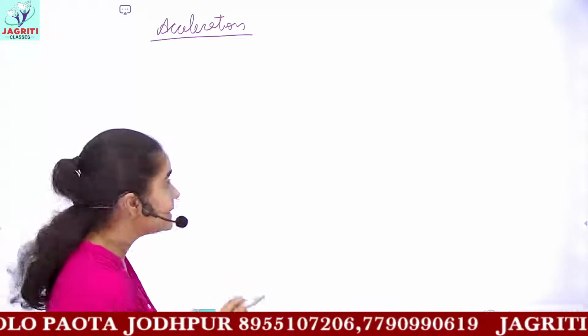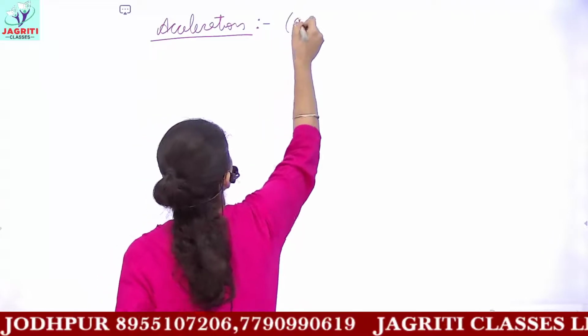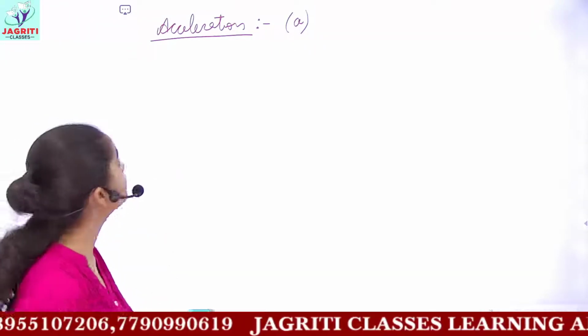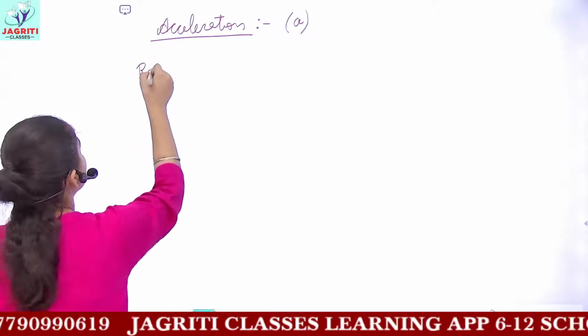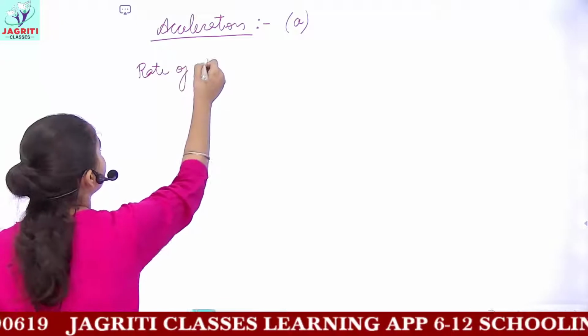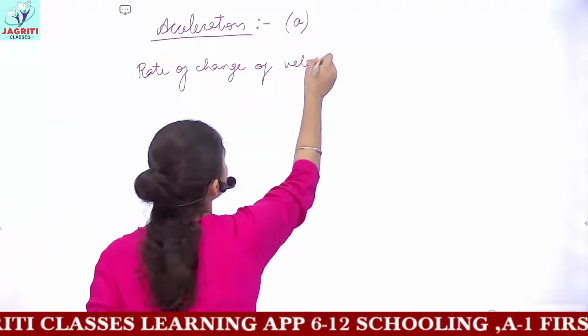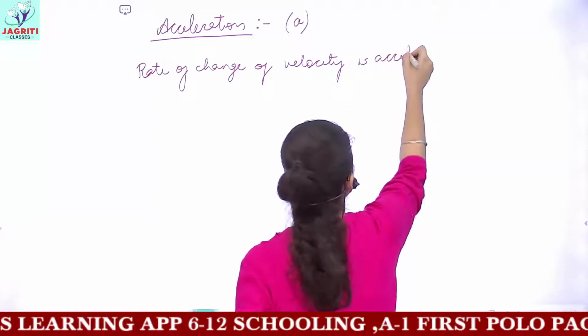So what do you mean by the term acceleration? The symbol for acceleration is small a. Small a is used to denote acceleration here. For defining it, we say that rate of change of velocity is acceleration.